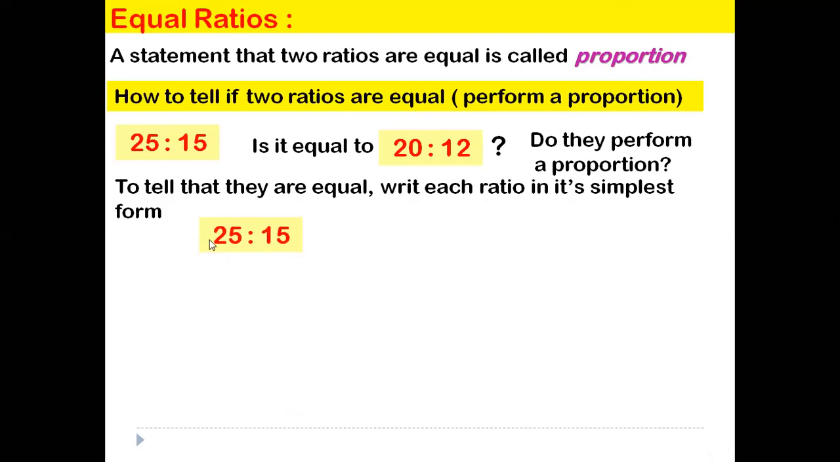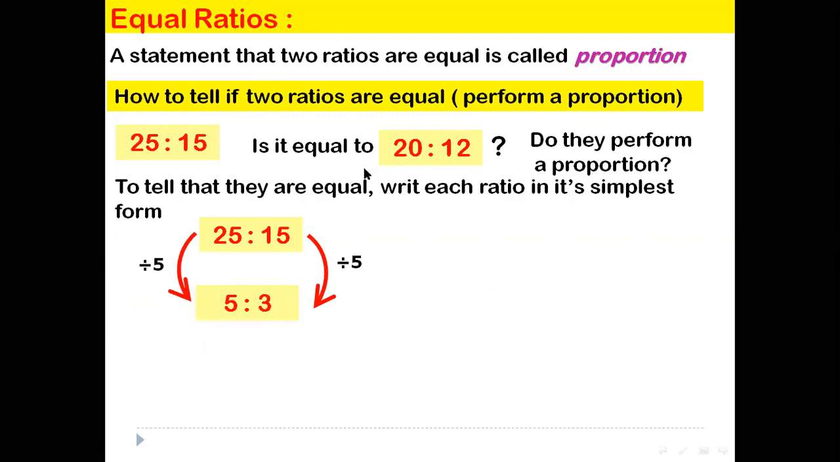25 to 15. To write this in simplest form, we divide by the greatest common factor. So what common factors do we have between 25 and 15? Yes, we can divide them both by 5. So 25 divided by 5 is 5, and 15 divided by 5 is 3. So this is the simplest form. Look at 5 and 3, they have nothing in common except 1, so they are in simplest form.